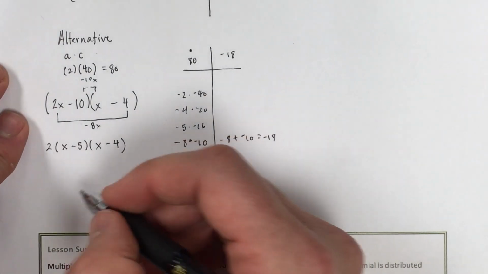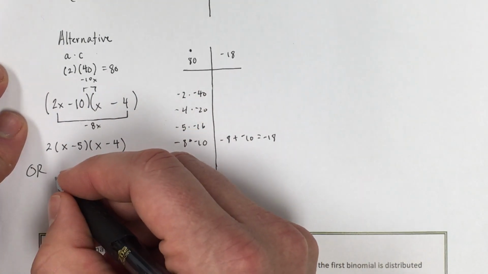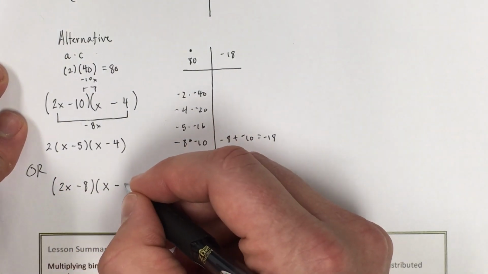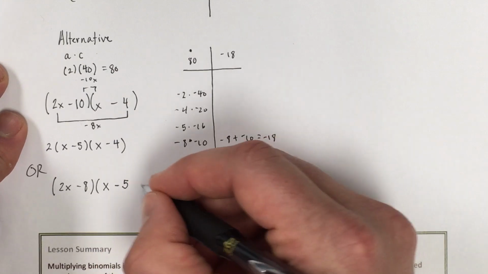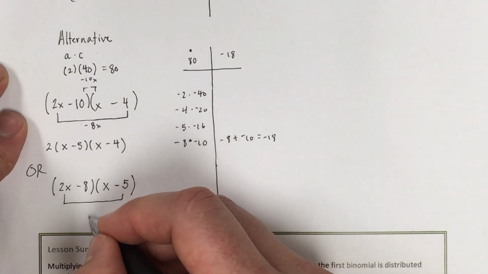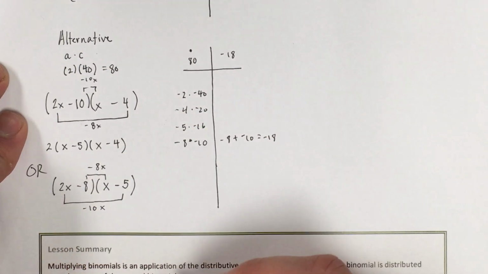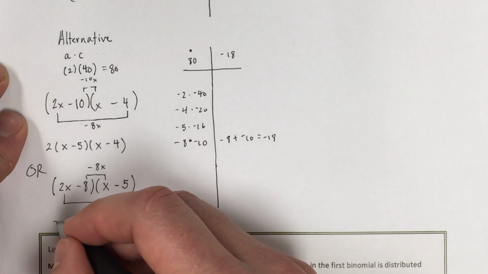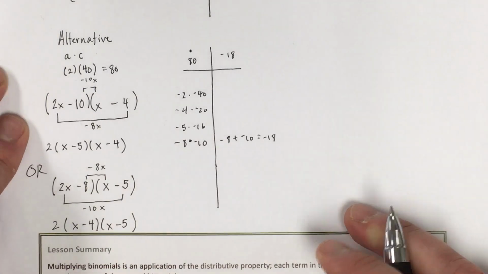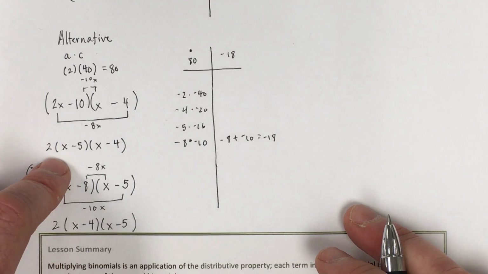The last one would still be following that same process, but it's 2x minus 8 times x minus 5. Here's where I'm going to get my 10x. Here's where I'm going to get my negative 8x. Again, if I factor the 2 out, I'll get 2 on the outside, x minus 4, x minus 5, and so my answer matches the previous one, except for I have x's instead of k's accidentally.